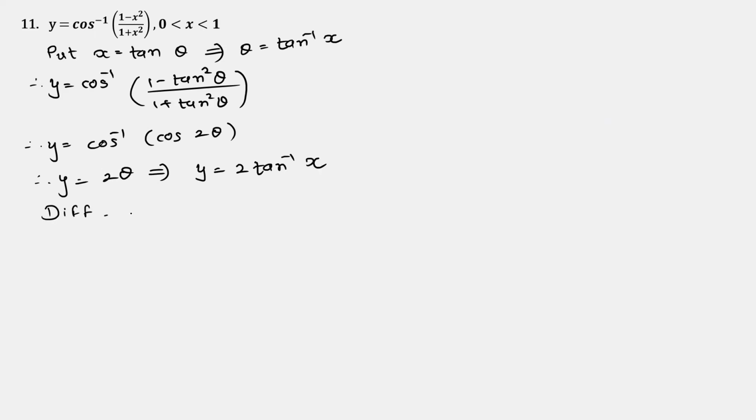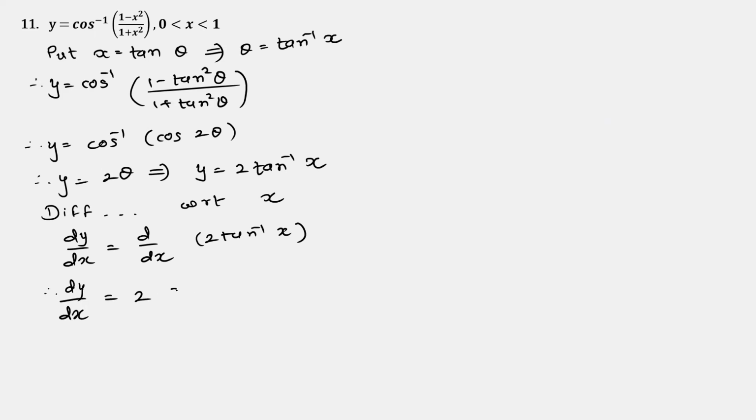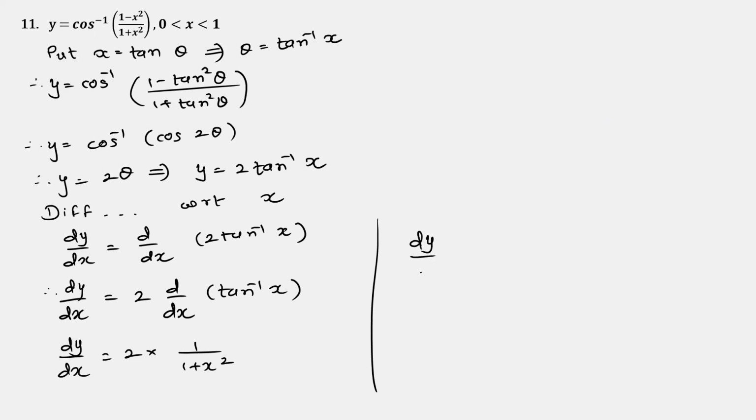Differentiating both sides with respect to x. Dy by dx is equal to d by dx of 2 tan inverse x. dy by dx is equal to 2 into d by dx of tan inverse x. dy by dx is equal to 2 into 1 by 1 plus x square. So dy by dx is 2 upon 1 plus x square.